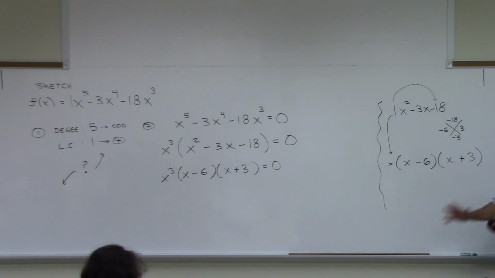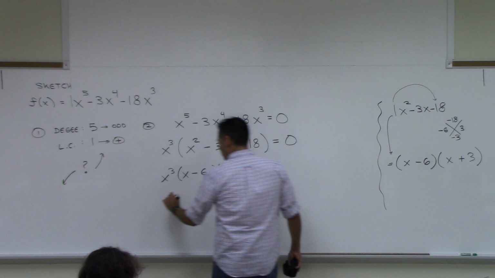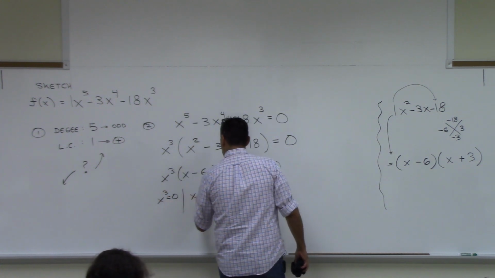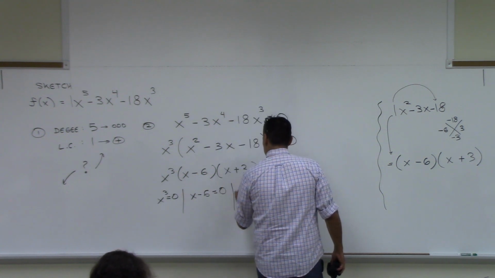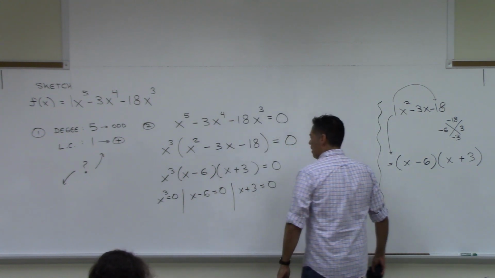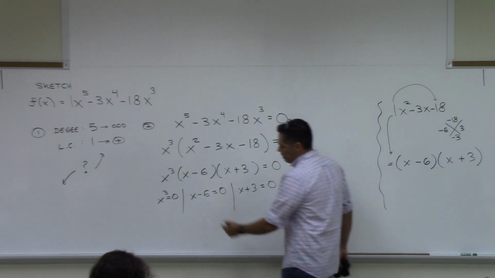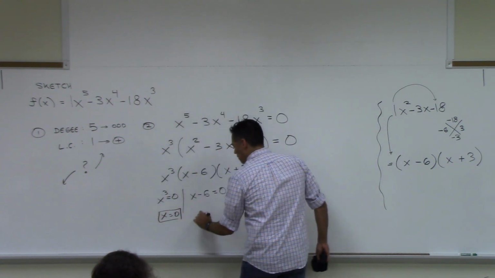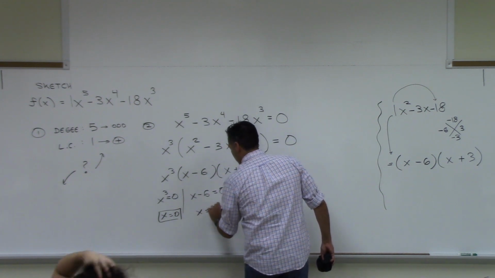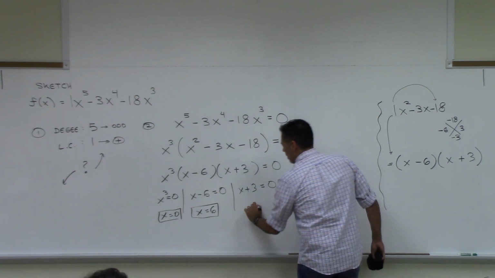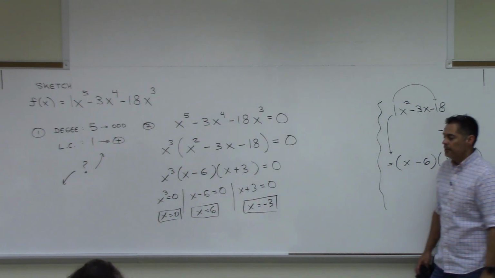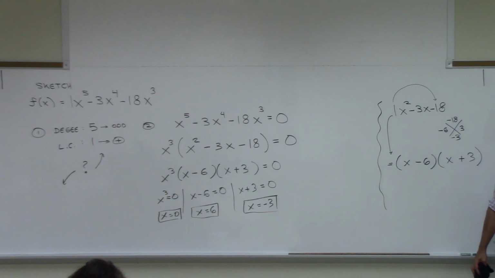We're going to set each factor equal to 0. So x cubed is 0. X minus 6 is 0. X plus 3 is 0. And our first one here, the only number we can cube and get 0 is 0 itself. This one is 6. Add 6 to both sides. And this one is negative 3, subtracting 3 on both sides. All good?